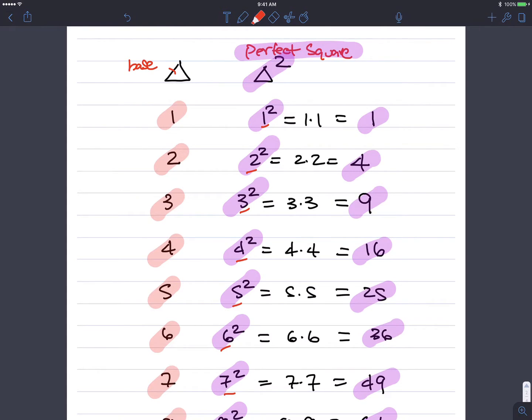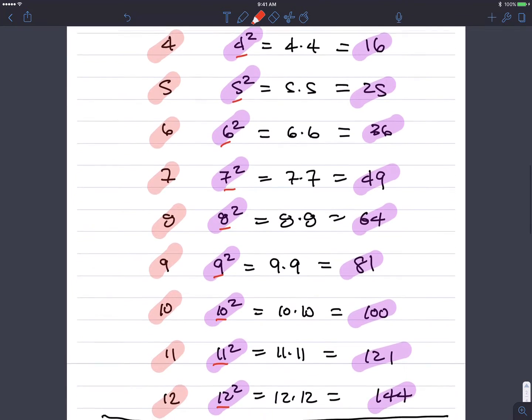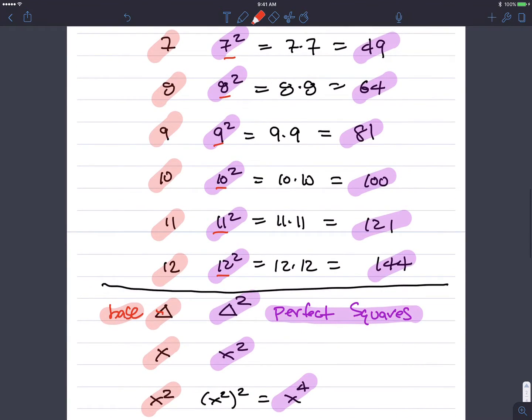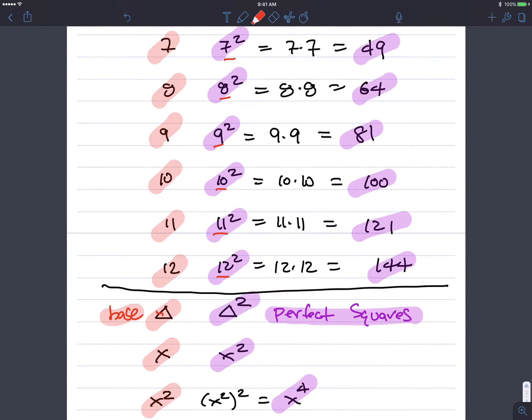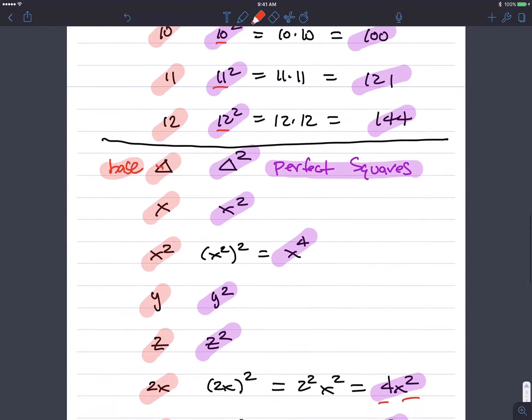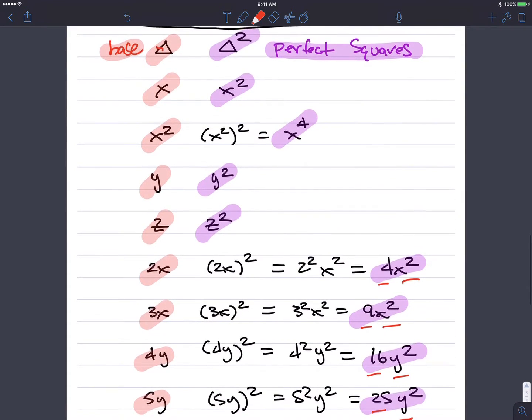Like you want to say, oh, I know 4 is a perfect square. I know 25 is a perfect square. So is 16, 49. All of these numbers in purple are perfect squares. So you want to know what those numbers are. Even the letters, like x squared, x to the 4th, even x to the 6th.